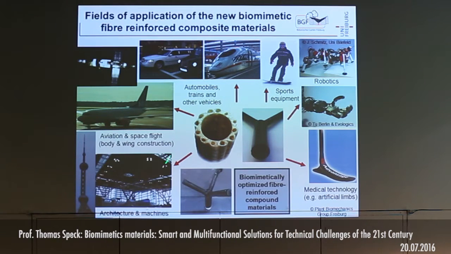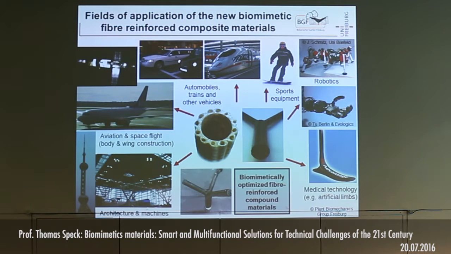Where can they be used? One of the patents is together with Airbus. So definitely in aviation and aerospace, automotive and train vehicles, we have patented with BMW an axle carrier for the new BMWs, which is made out of carbon fiber reinforced structures. Then in architecture and machines, sports equipment, and medical technology for artificial limbs, where they would be interested.